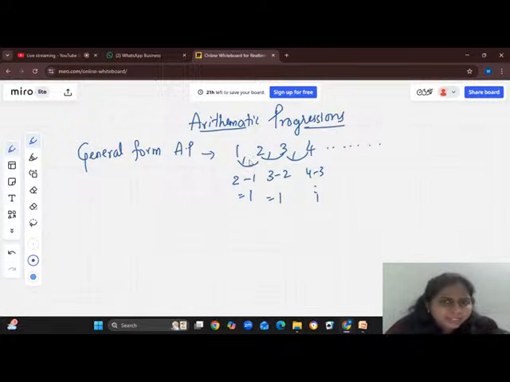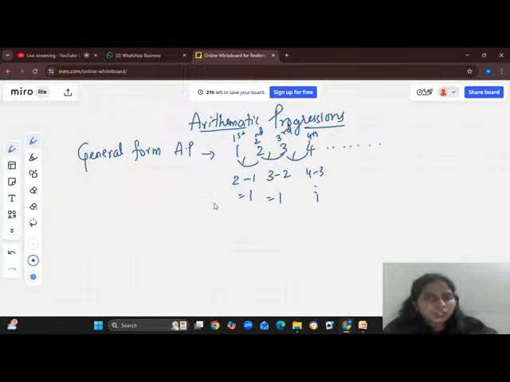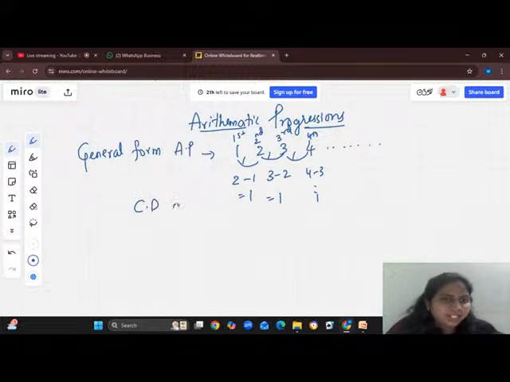Okay, there is a relation. The difference between each number is the same. The common difference between the second term and the first term is the same. The common difference between the third term and the second term is the same. The common difference between the fourth term and the third term is the same. So if the common difference D is the same, then we say that this series is an AP, that is arithmetic progression.